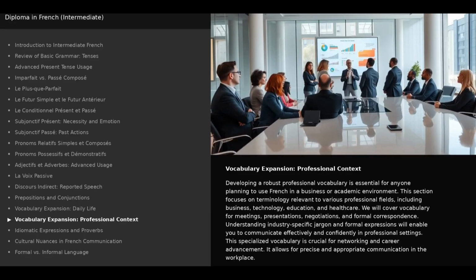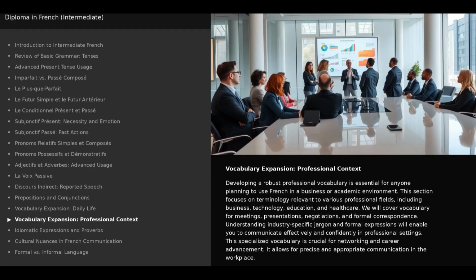Vocabulary expansion. Professional context. Developing a robust professional vocabulary is essential for anyone planning to use French in a business or academic environment. This section focuses on terminology relevant to various professional fields, including business, technology, education, and healthcare. We will cover vocabulary for meetings, presentations, negotiations, and formal correspondence.